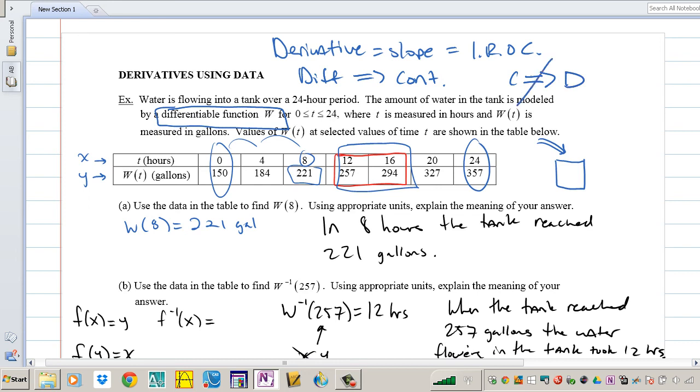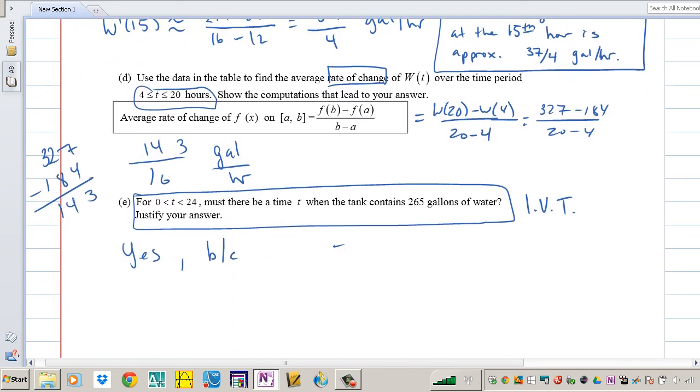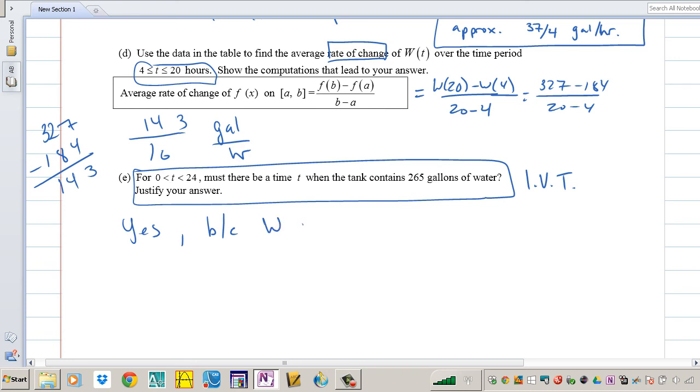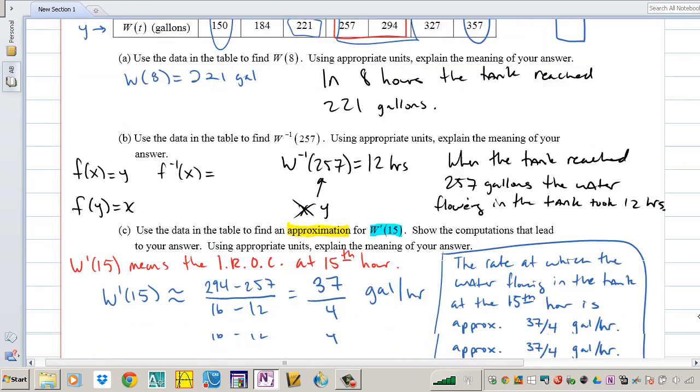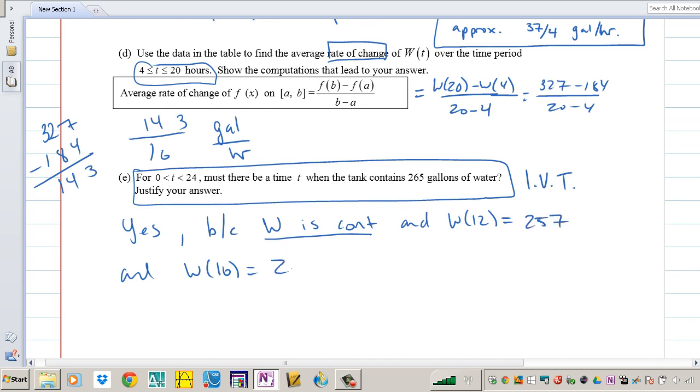Only differentiability implies continuity. So we're going to say because W is continuous, and this statement right here is what's going to give you the point, not the logic behind this. The logic is knowing your calculus, knowing that differentiability implies continuity. So yes, because W is continuous, and now you apply your rationale. W of 12 is equal to something, and W of 16 is equal to something else. So let's go back up here. 257 and 294.